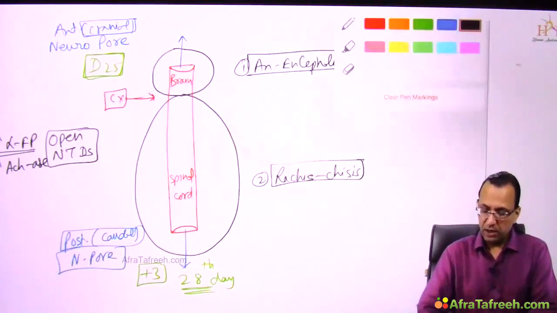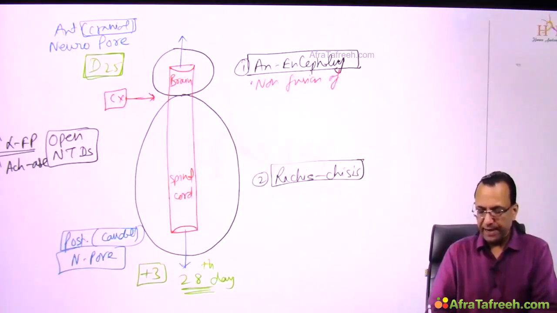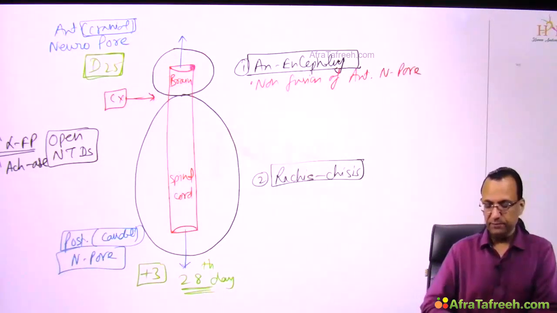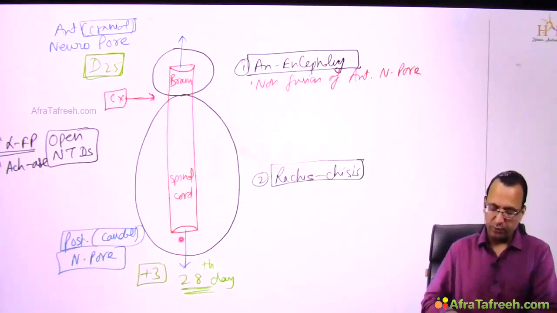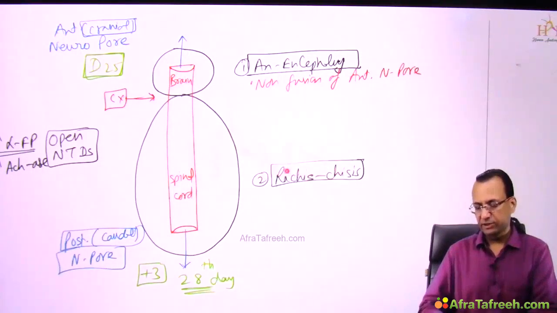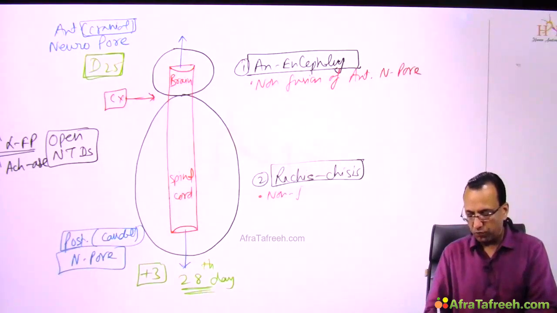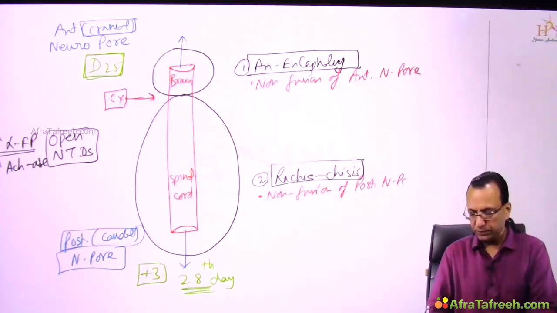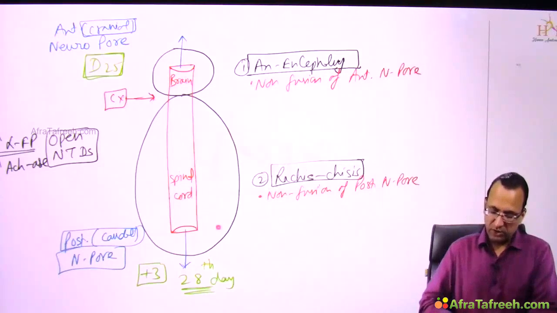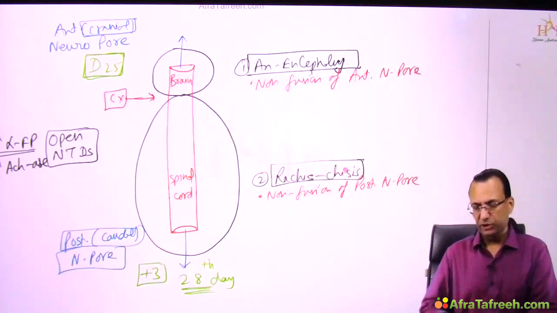If there is a non-fusion of the anterior neuropore, the brain will not develop properly, leading to anencephaly. And if there's a non-fusion of the posterior neuropore, then it will be rachis. There will be an open spinal cord. So it is due to non-fusion of the posterior neuropore. Because there is non-fusion of the posterior neuropore, there can be rachis. Let us look at further details of the two babies.